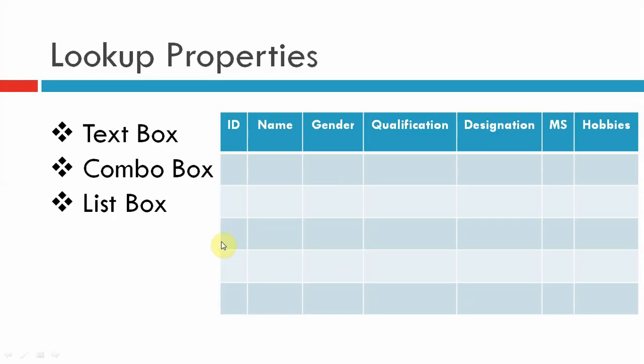Same thing we can also apply for designation. Designation can be manager, accountant, designer, programmer. Marital status can be married, unmarried, single, double, couple. Hobbies can be playing, singing, dancing, and all things. So according to choice we can take all these fields.